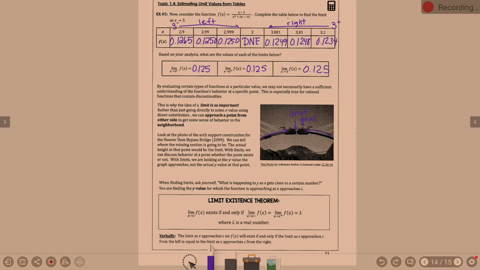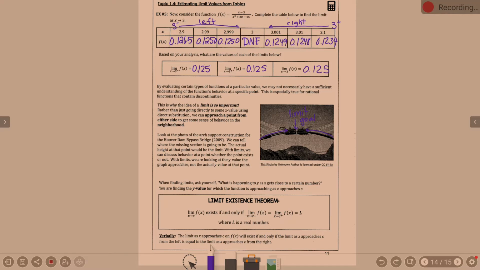Remember, we're finding the y value. This has kind of already been said. The limit as x approaches c of f of x exists if and only if... What are we saying here? The limit from the left equals the limit from the right, where L has to be, of course, a real number. That's what that is saying. It's in fancy terms, isn't it? But that's what you need to understand. The limit exists if the limit from the left equals the limit from the right, and it's a real number.